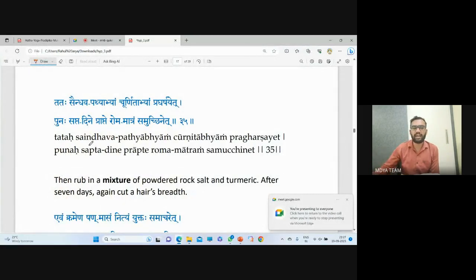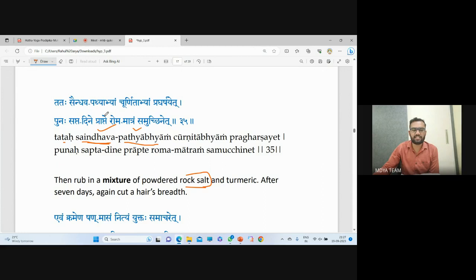Dohan we will do with the help of this. Tate Sendhav Pathyabhyam. These two are important. In the Hatha Ratnavali, there are three names. But in the Hatha Pradipika, here two names are there. First is Sendha, Sendha Namak. We call it rock salt. With the help of rock salt. And next is Pathyabhyam, Pathya.